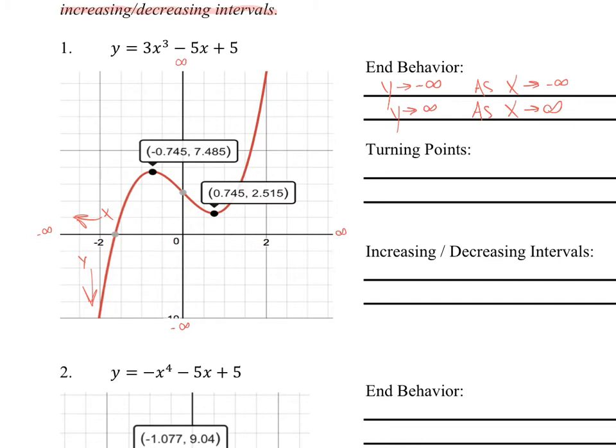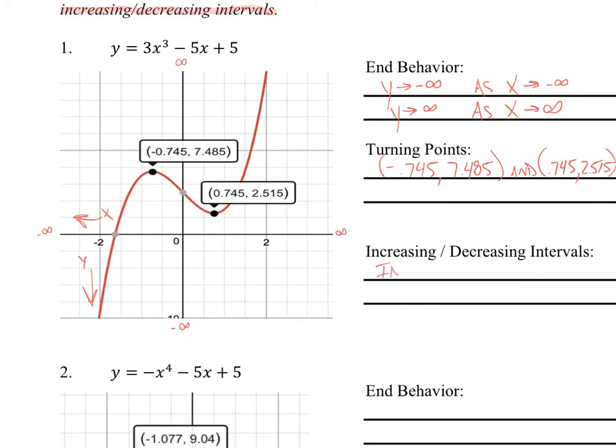Now the turning points, that's pretty basic. Where does this graph turn? As we're traveling along our function, it turns here and then turns again there. So our turning points are just these 2 points. So there are our 2 turning points right here, this point and this point, as you can see them on the graph.